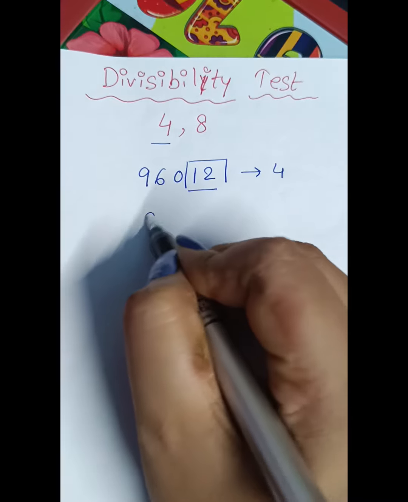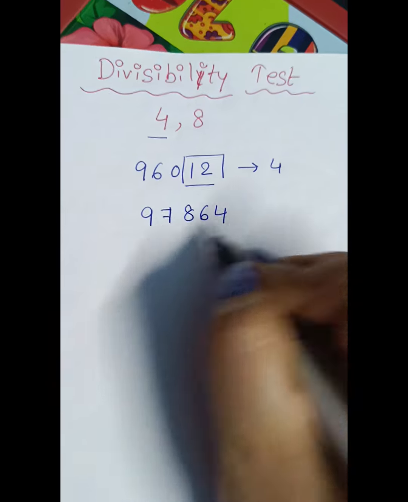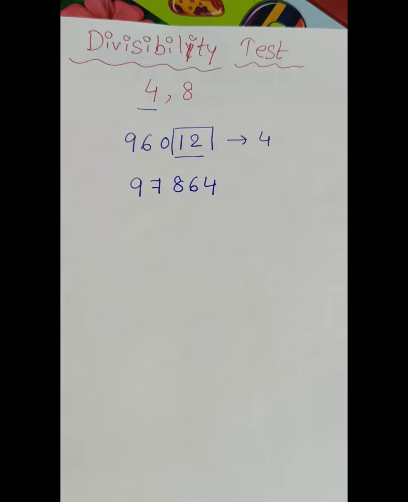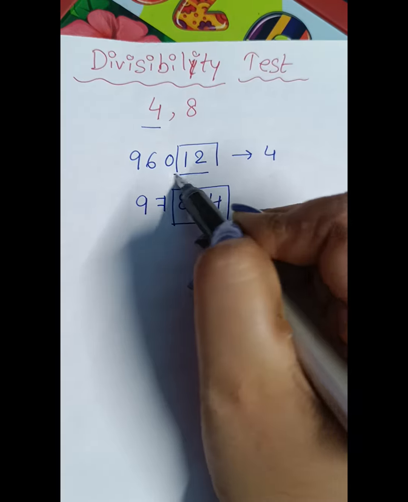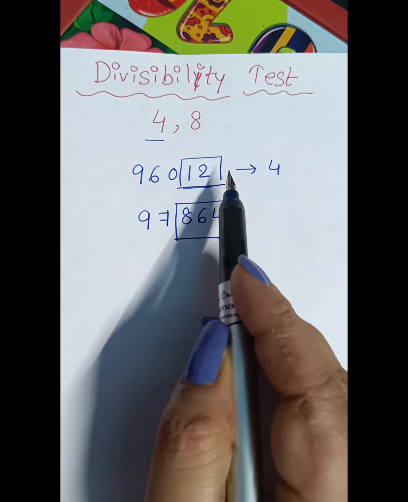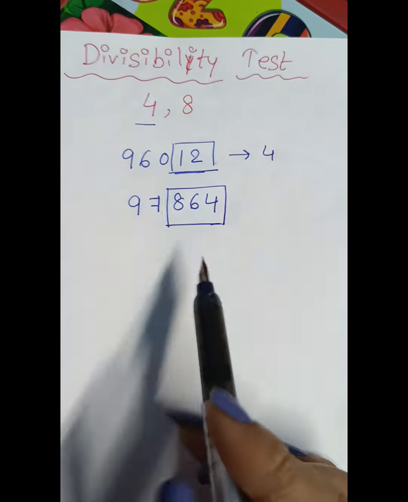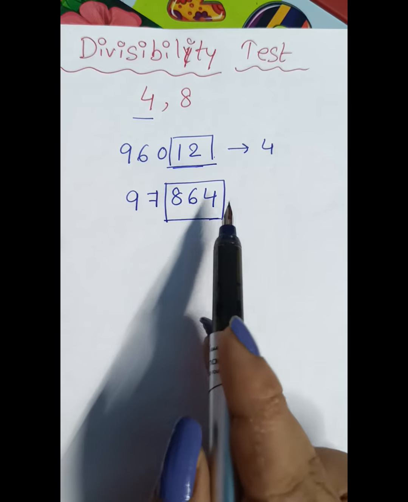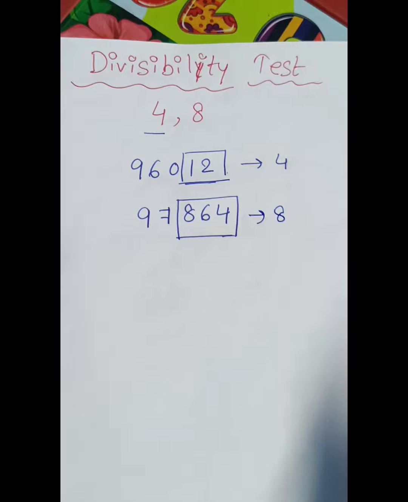For 8 the rule is similar, but here we have to see the last 3 digits, students. For 4, we take the last 2 digits together, and if that number is divisible by 4, then the whole number is divisible by 4. And for 8 we take the last 3 digits, whatever number is formed, such as 864. If it is divisible by 8, then the whole number is also divisible by 8.